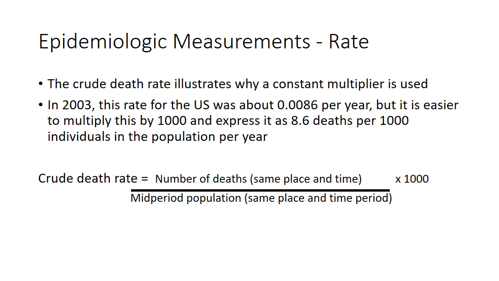But again, it's the same sort of calculation you see down here, where you have the crude death rate equals the number of deaths, again, same place and time essentially, whatever you define it to be, divided by that mid-period population. Say, in June or July, whatever that mid-period population is going to be, multiplied by 1,000.